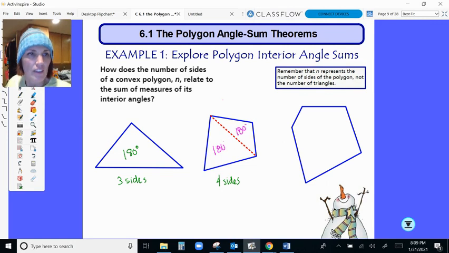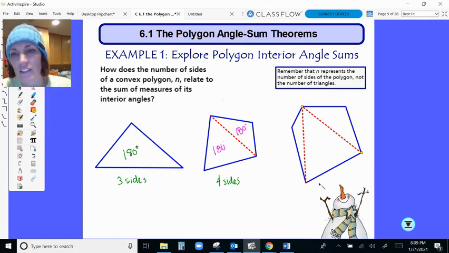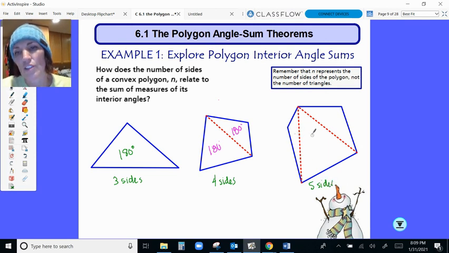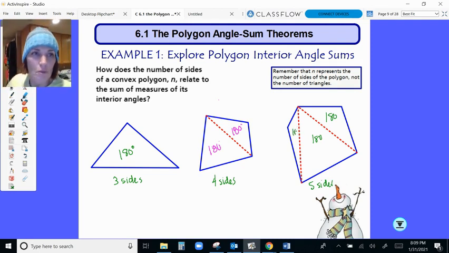I'm gonna grab my little side over here again. If I go from one vertex here, boom, and I go over here to the same vertex like this, notice I can make 3 triangles, okay? So if I have 5 sides, I can make 3 triangles. 1, 2, 3. 180, 180, 180. Okay. And if I add all those together, that tells me my sum of my interior angles. So here's a little chart for you on the next page.